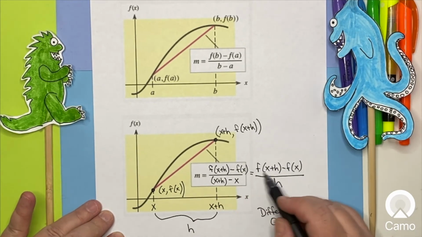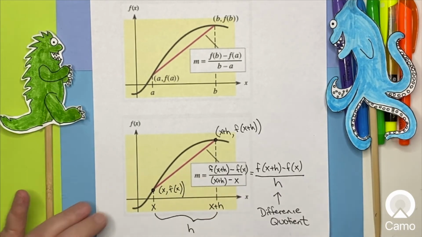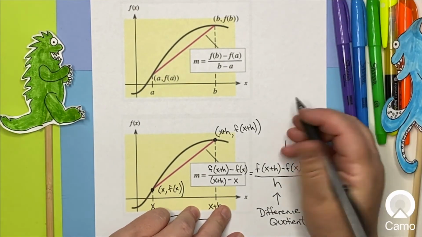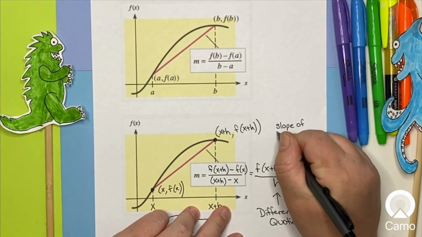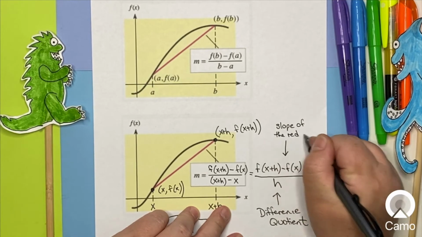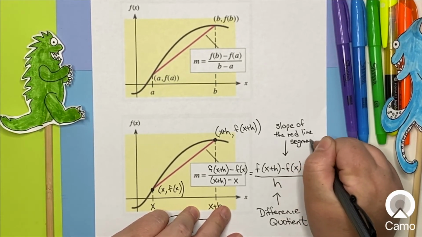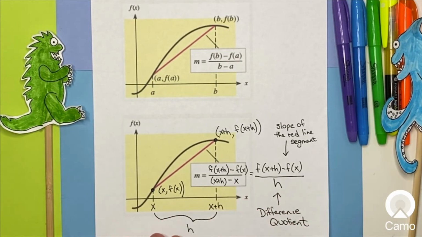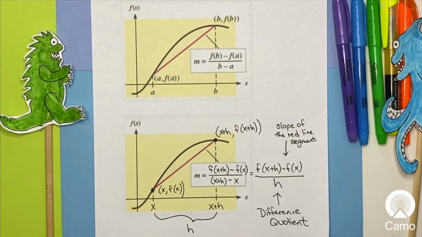So I am still just taking the slope of this red line segment. So I'm going to put, I know, arrows everywhere. So this is the slope of the red line segment, just like this is the slope of this red line segment. Okay.